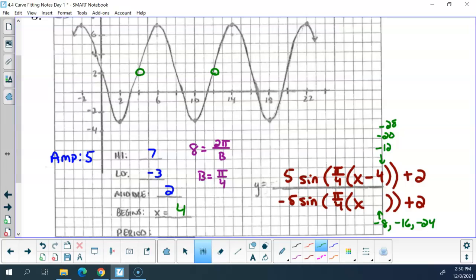Okay? Cosine curves now. I'm going to go up here. 5 cosine pi over 4 x plus 2. Could have also gone here with minus 6, minus 14, minus 22.